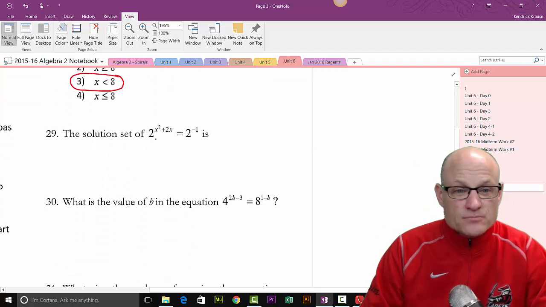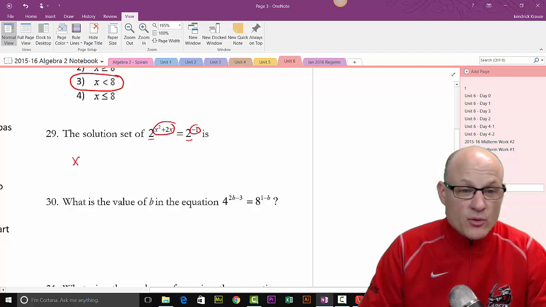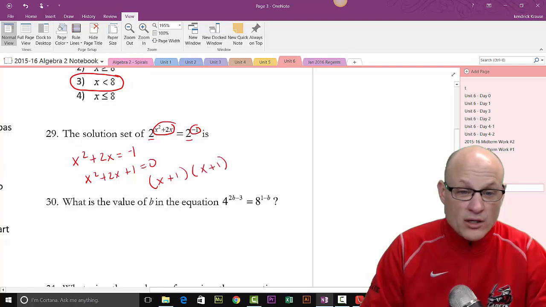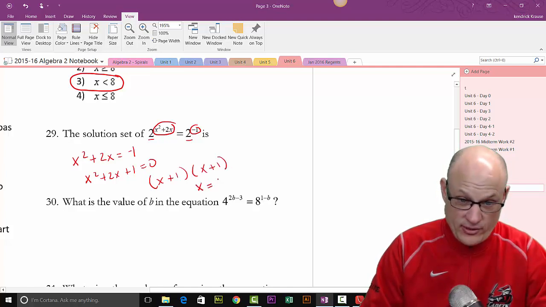All right, kids. Bases are the same. All you do is set the exponents equal to each other. So x squared plus 2x equals negative 1. x squared plus 2x plus 1 equals 0. (x plus 1)(x plus 1). So my one and only answer is x equals negative 1.